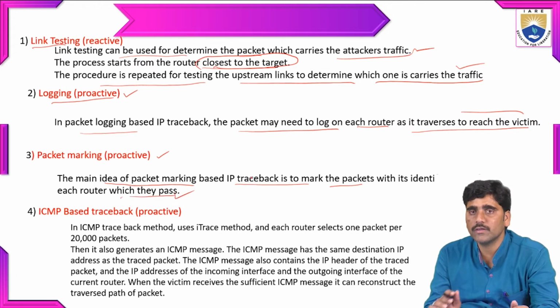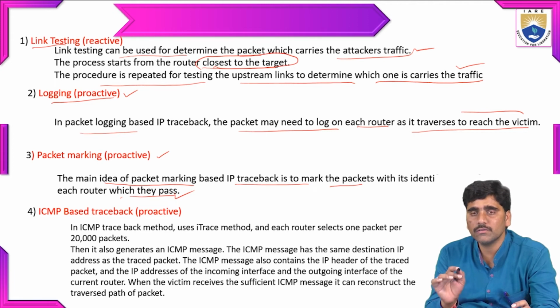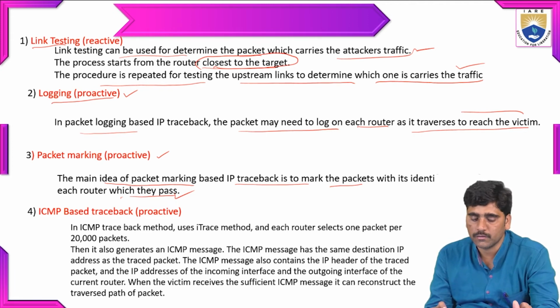So from each and every router the packets get processed. At that moment, what we have to do is give a mark for each and every packet. So the main idea of packet marking based IP traceback is to mark the packets with the identification of each and every router which they pass.